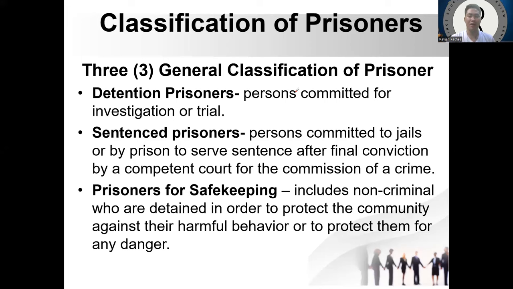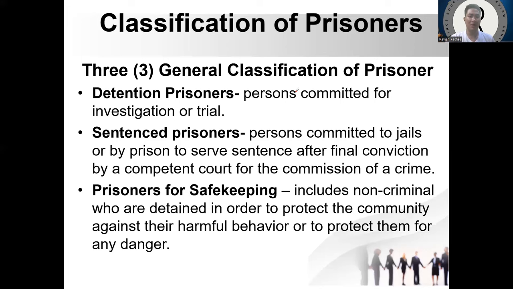Ang prisoners for safekeeping, of course, yan yung mga includes for non-criminals class who are detained in order to protect the community against their harmful behavior or to protect them from any danger. Hindi lang actually class mga criminal ang sinisafekeeping. Halimbawa, yung sarili ninyo or ikaw mismo. Kung sa tingin mo, makakagawa ka ng danger or nakapagbigay ka ng disturbance sa community mo, kung hindi mo makontrol ang sarili mo, baka sa tingin mo, parang hindi ko talaga makontrol ang sarili ko na baka mapatay ko siya. So magpa-safekeeping ka class.